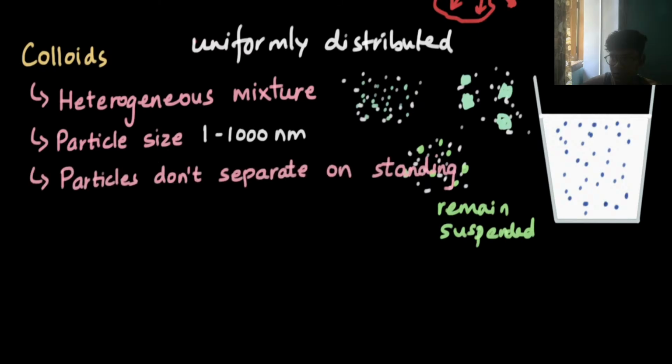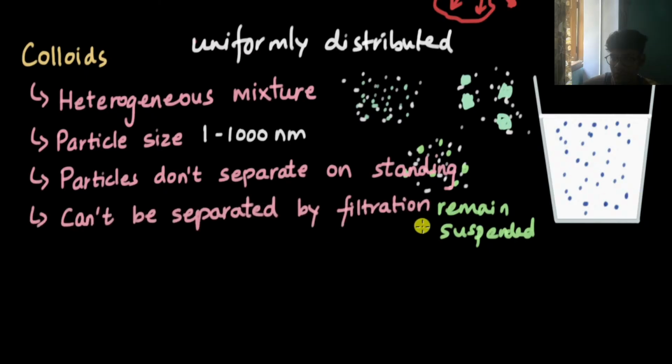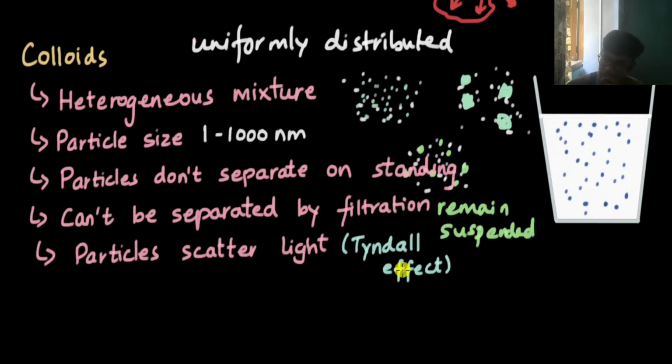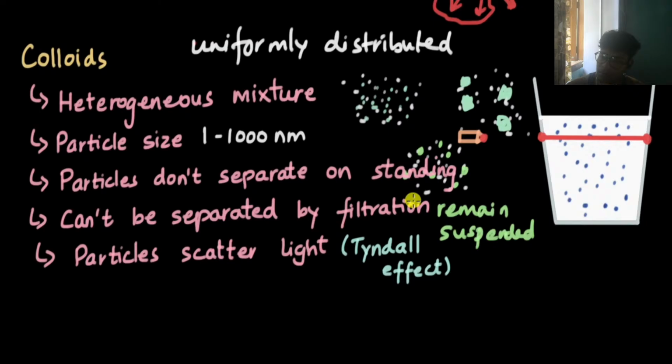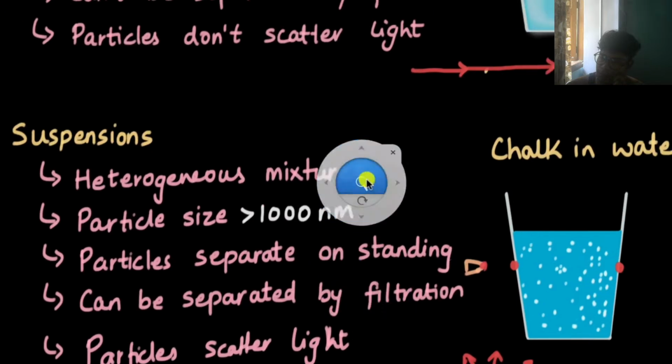So we can also say that particles don't separate on standing, they remain suspended, which means they cannot be separated by filtration, right? And the last characteristic of a colloid is that particles do scatter light, and in fact that is called the Tyndall effect. So when you strike a laser across the two ends of a glass, you will see the path of the laser light through milk. That is because when light strikes a particle of a colloid, it scatters the light in all the directions. This effect is called the Tyndall effect. Alright, so these were the differences between suspensions, colloids, and solutions.